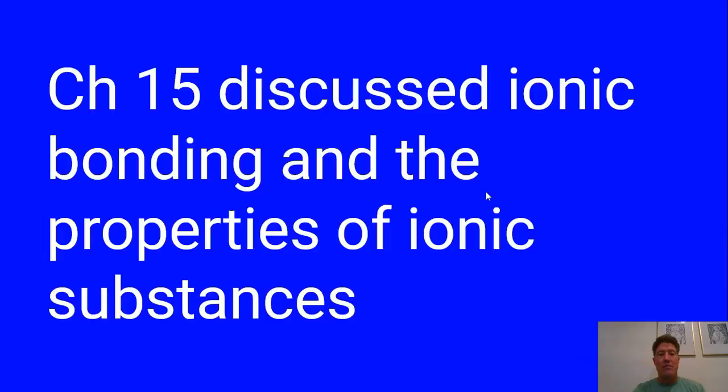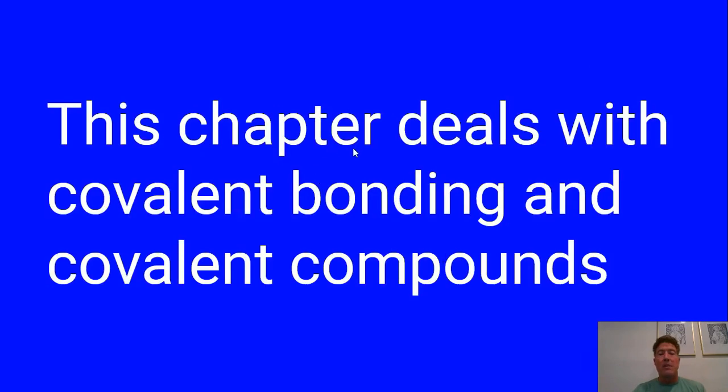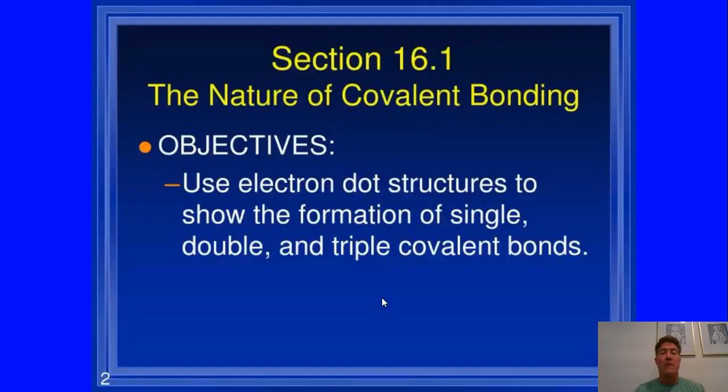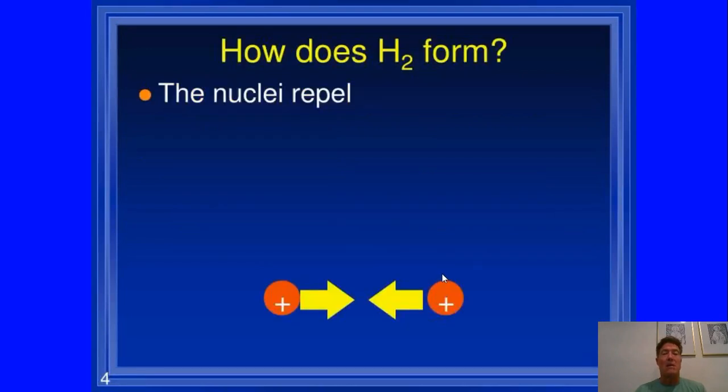I'm Jim Burnham. In our last chapter, we talked about ionic bonding and the properties of ionic substances. In this chapter, we're going to deal with covalent bonding and covalent compounds, covalent molecules. So in this first section, we're going to talk about the nature of covalent bonding. We're going to use electron dot structures to show the formation of single, double, and triple covalent bonds.